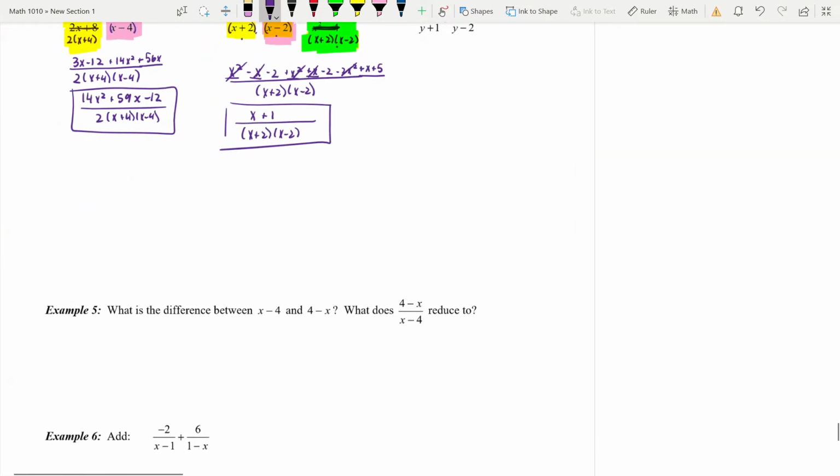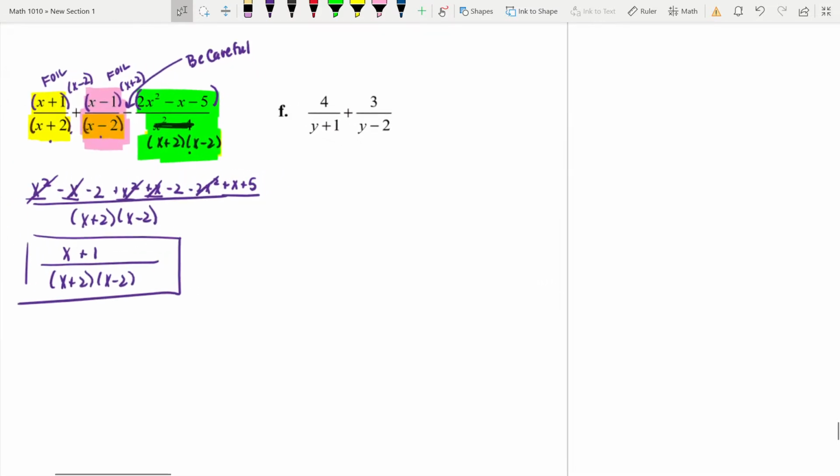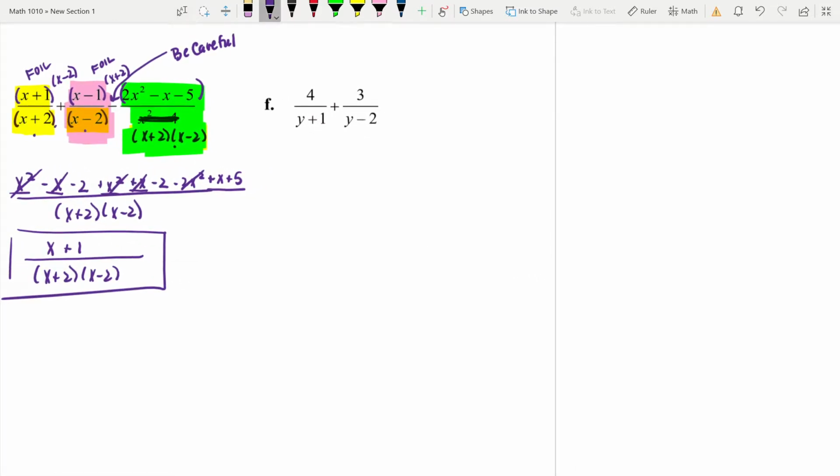Question F. Let's see where we're at. Yeah, question F. Common denominator. First of all, factor. There's nothing to do. Common denominator, put them together. Y plus 1 times y minus 2. This one's nice and easy, I think.